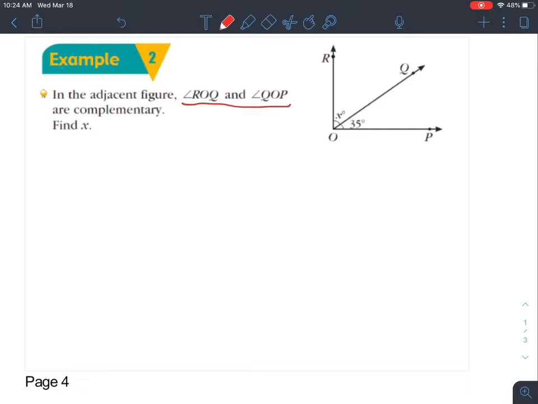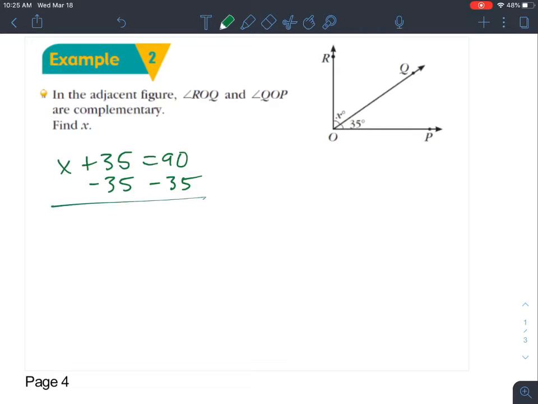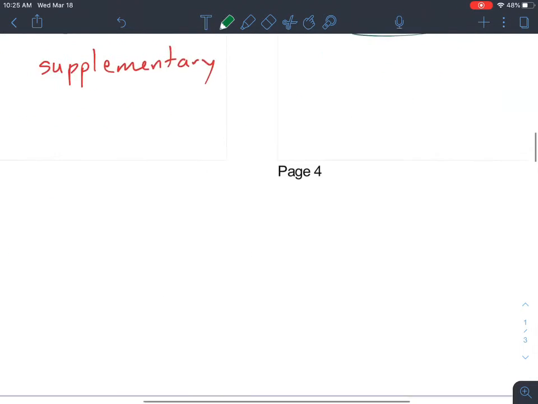Okay, so in this we are told that angle ROQ and angle QOP are going to be complementary, and we have to find the measure of x. So that means these two angles, angle x and then 35 degrees, are supposed to add together to be 90. So we're going to do x plus 35 equals 90. We just have to subtract 35 from both sides. And we know then that x had to be 55 degrees. And that's it.